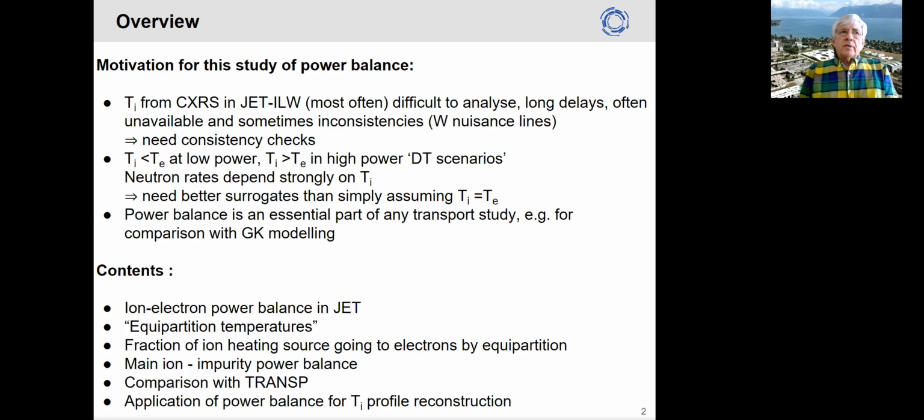I'll talk about ion-electron power balance in JET, equipartition temperatures. I'll tell you the fraction of ion heating source that goes into the electrons by equipartition. Then I'll talk about the main ion and the impurity power balance, comparisons with TRANSP, and finally the application of all this to TI profile reconstruction.